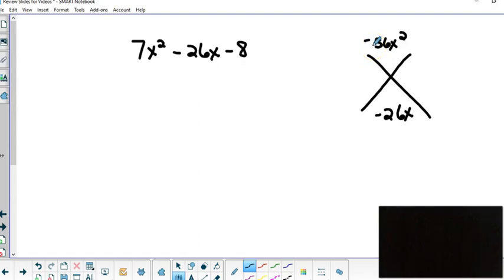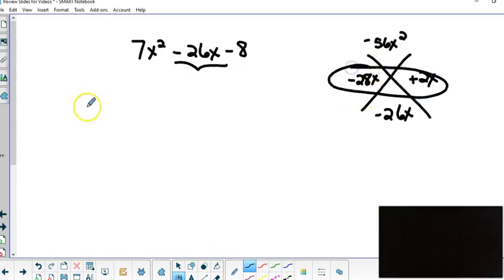Things that multiply together to be negative 56x squared. We could have a 1 and a 56, a 2 and a 28, or 7 and 8. So it looks like 28 and 2. In order to add up to be a negative 26x, we could have a negative 28x and a positive 2x. So then this gets replaced by these two terms right here. We have 7x squared minus 28x plus 2x minus 8. And then we factor by grouping.